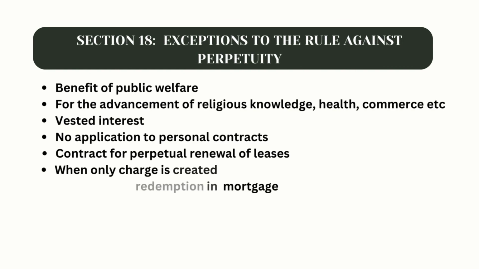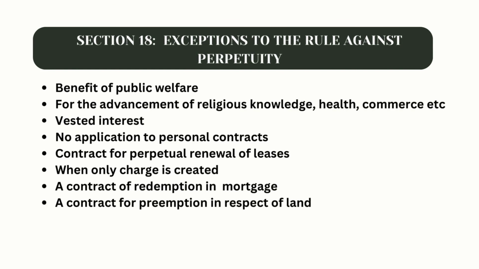Section 18, exceptions to the rule against perpetuity. First, benefit of the public welfare. Second, for the advancement of religious knowledge, health, commerce, etc. Third, vested interest. Fourth, no application to personal contracts. Fifth, contract for the perpetual renewal of leases. Sixth, when only a charge is created. And seventh, a contract of redemption in the mortgage.